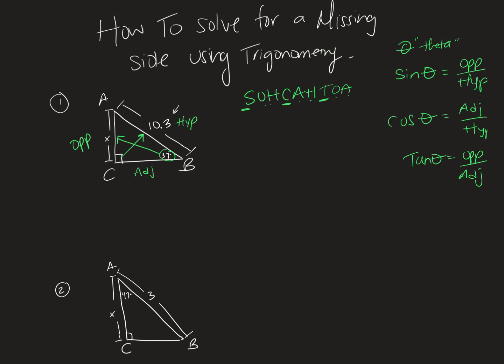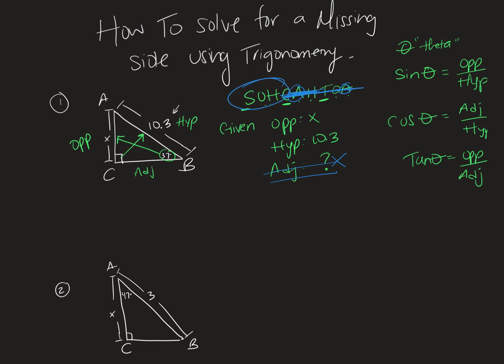So let's set it up. We're going to look at what is given. We know that opposite is x, and we know that hypotenuse is 10.3. Adjacent has nothing on it. Since adjacent has nothing on it, that means we don't use it. So we're going to cross off anything that has an A. This has an A and this has an A. We're not using that because adjacent was not given.